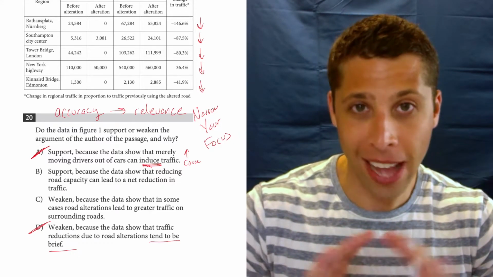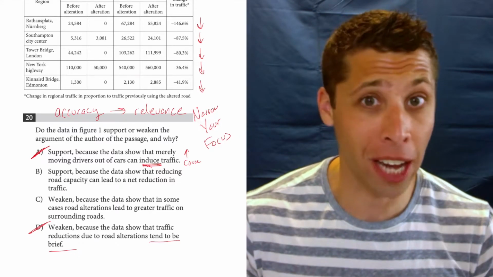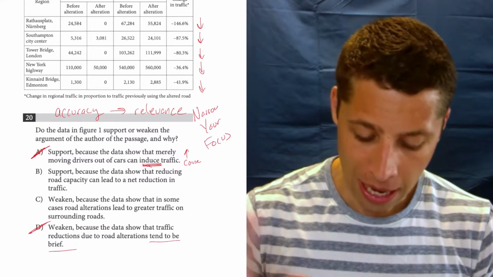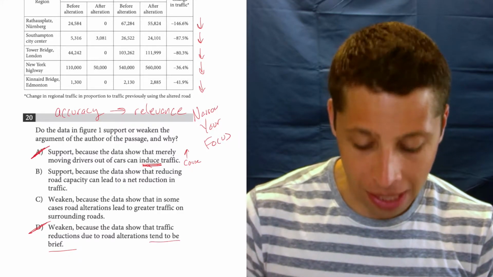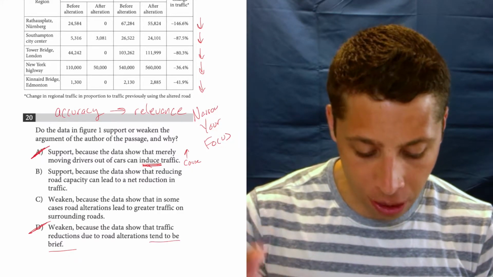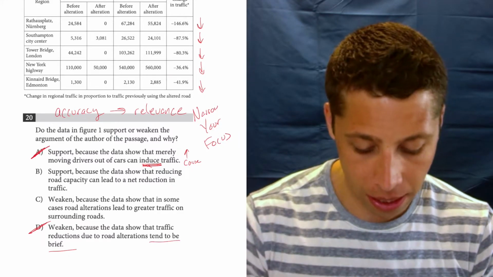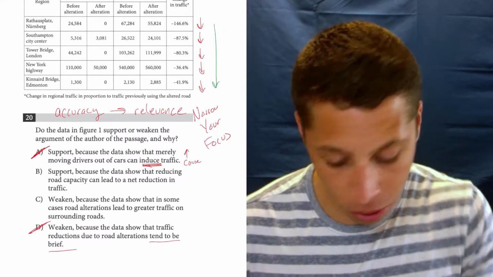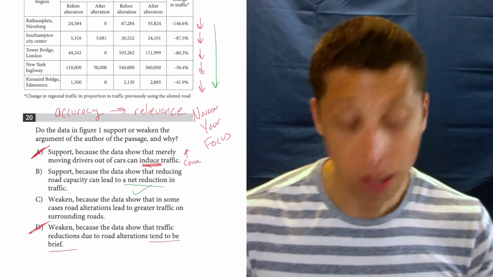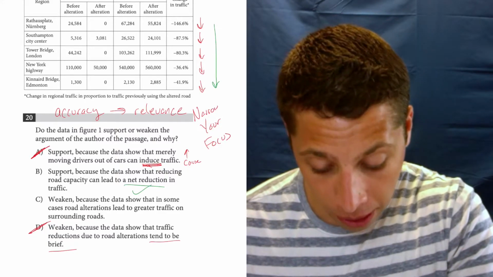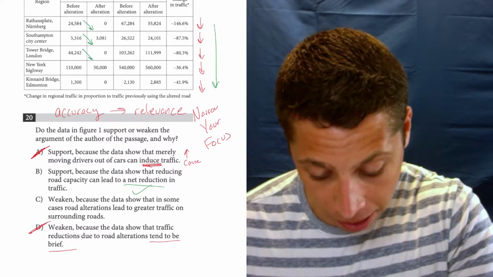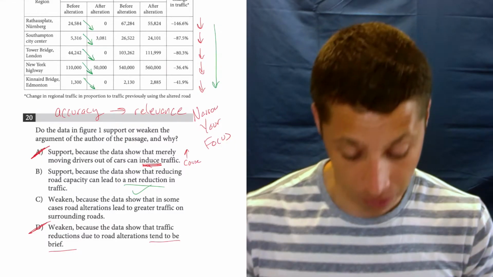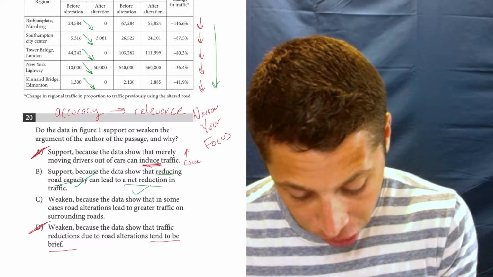So that's gone too. And now we have a 50-50 shot of getting this right, even if we've never read a word of the passage. So let's look at these pieces. They do seem to be correct. The data show that reducing road capacity can lead to a net reduction in traffic. Well, yes, we saw all these decreases, so net reduction seems right, and we're definitely decreasing road capacity. Look at all these numbers going down as well, right? So that's what we're doing. So that seems to match.